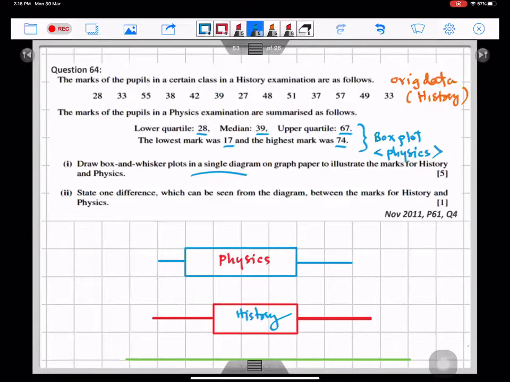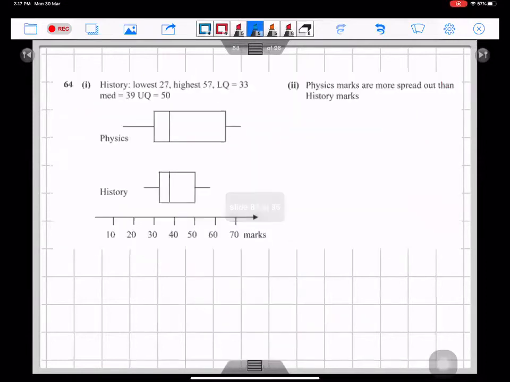And then it says state one difference which can be seen from the diagram between the marks for history and physics. Now let's look at the answer. One thing is this: for physics, this is the box. And for history, this is the box. So one thing you can see is the most obvious thing, that is the spread, because it's the same scale. This is Q1, this is Q3, this is Q1, this is Q3.